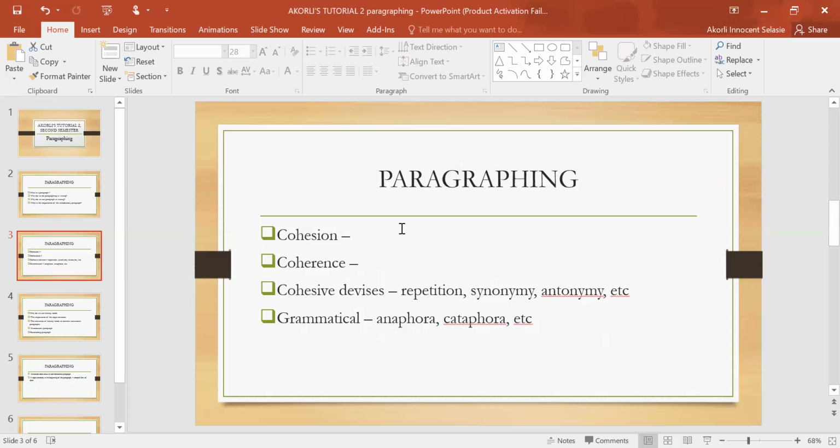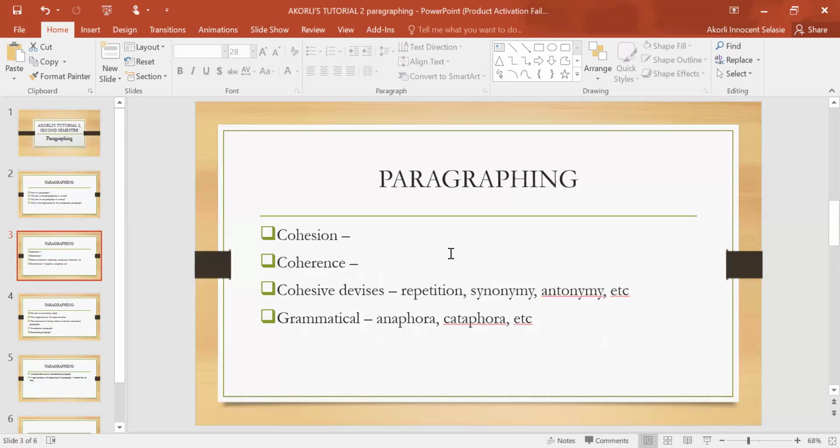Now, at this level, the text that we write must achieve cohesion and coherence. Cohesion and coherence are words that we always see together, but there's a slight difference.